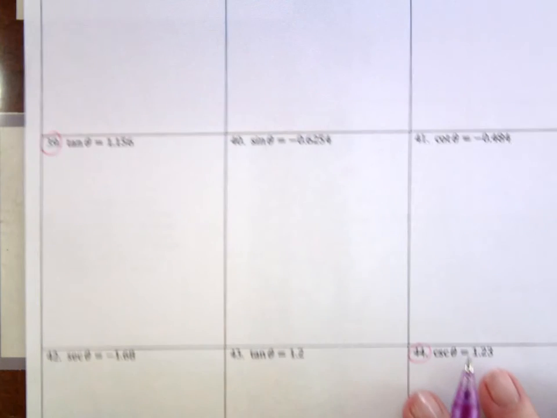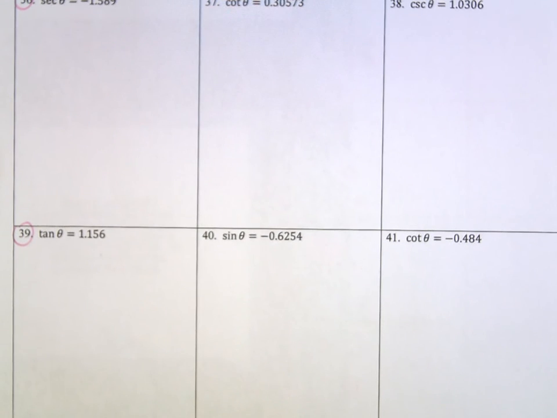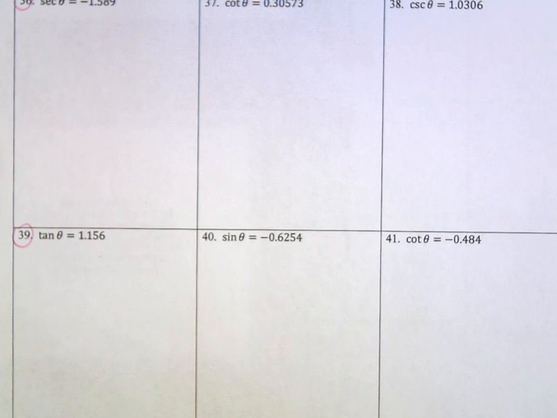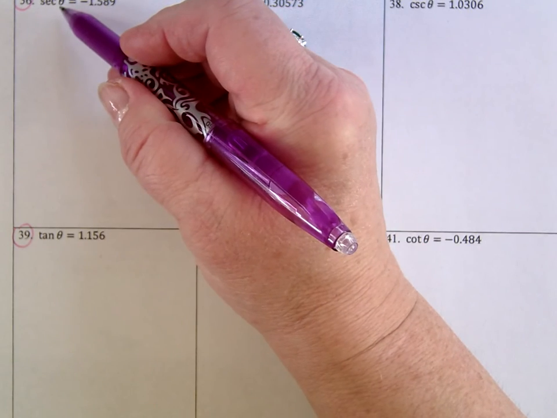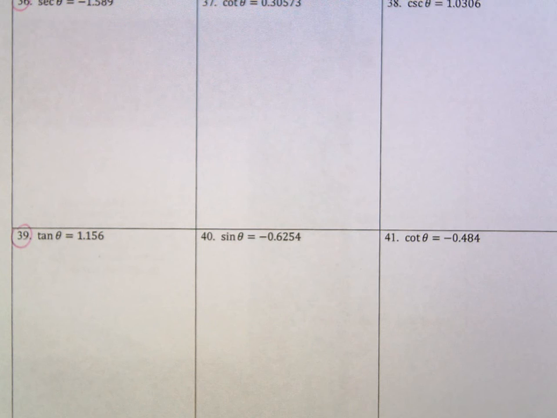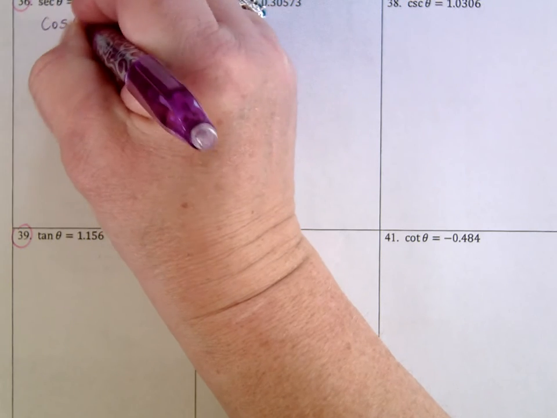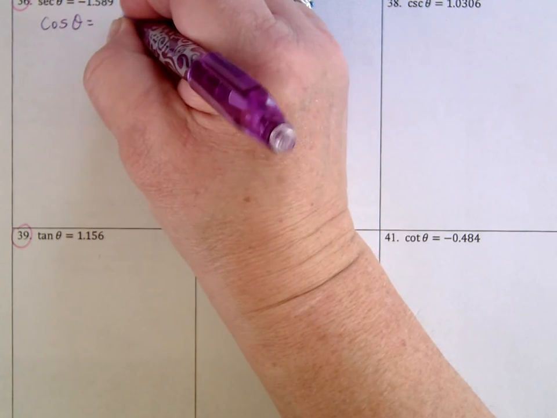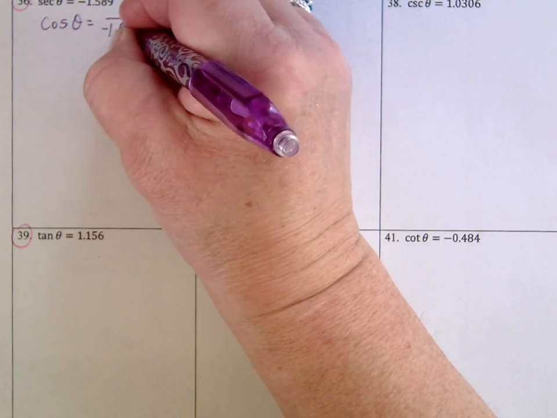Next one I want to do with you is number 36. Number 36 is a little bit more difficult, only a little bit, because you've got a secant and you don't have a secant button. So what you're going to do is turn that into its reciprocal, cosine. Cosine would equal the reciprocal of this, 1 over negative 1.589.